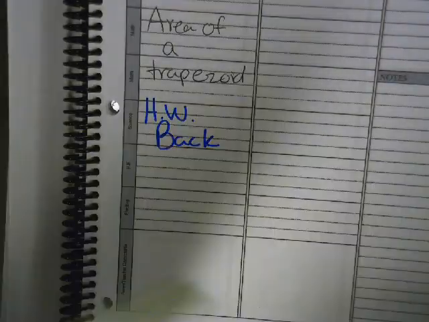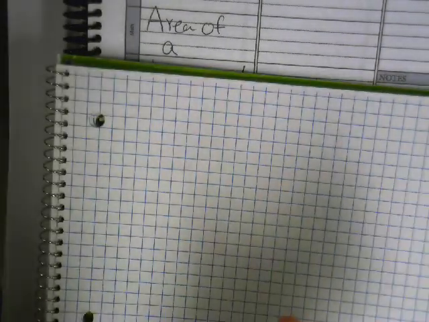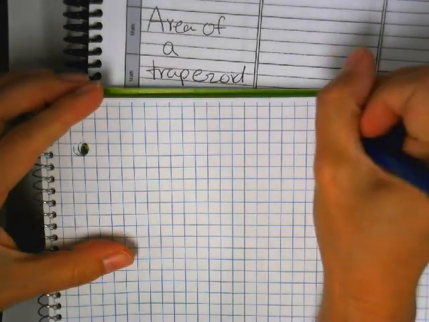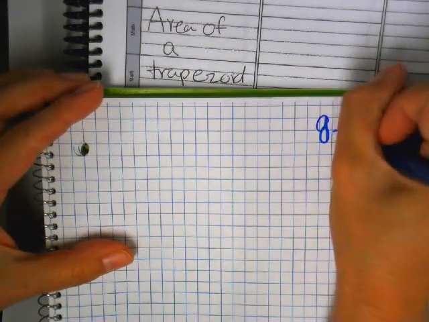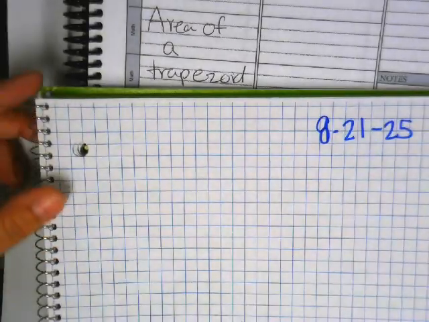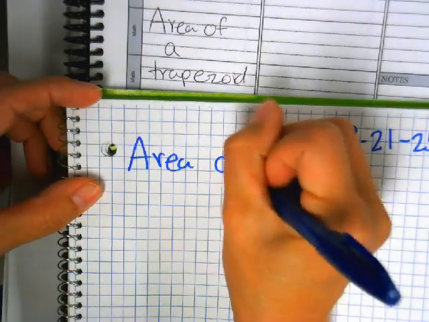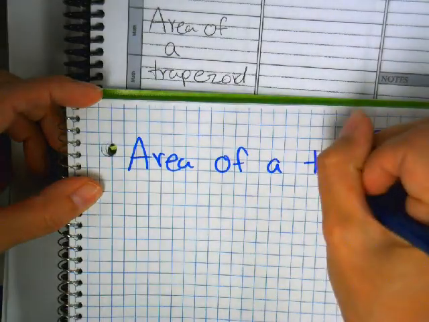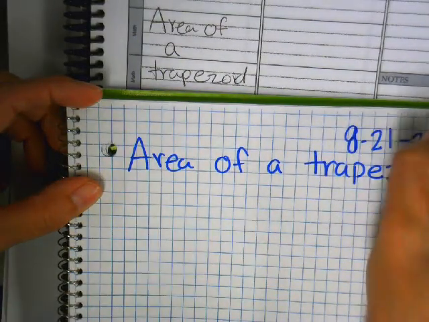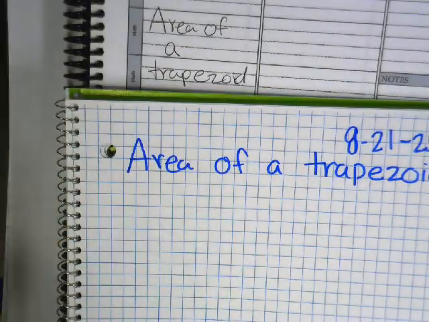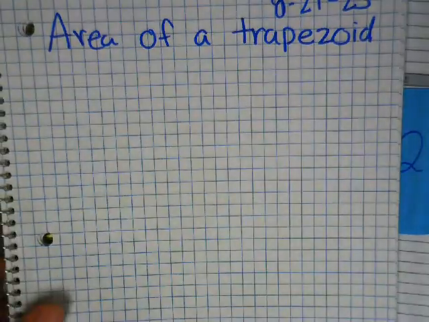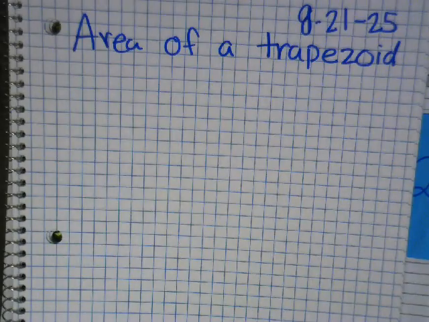All right, so guys, let's put that away. Let's get our notes ready. Today is the 21st, or the 20th. Thank you. And we're going to do the area of a trapezoid, which is something you guys first learned in 6th grade. But we still need it in 7th grade. It does continue in 7th grade.